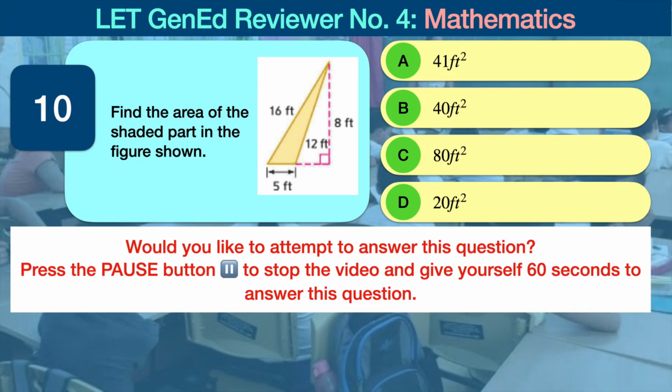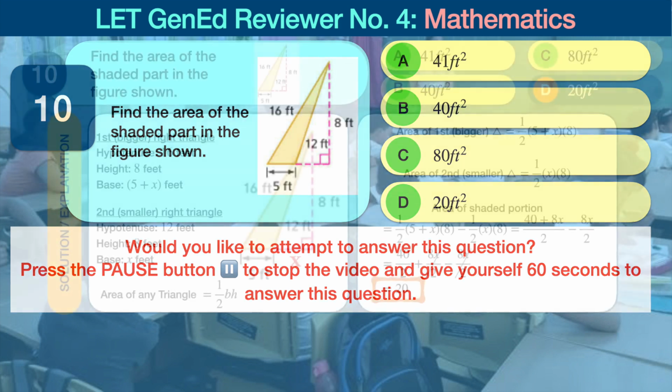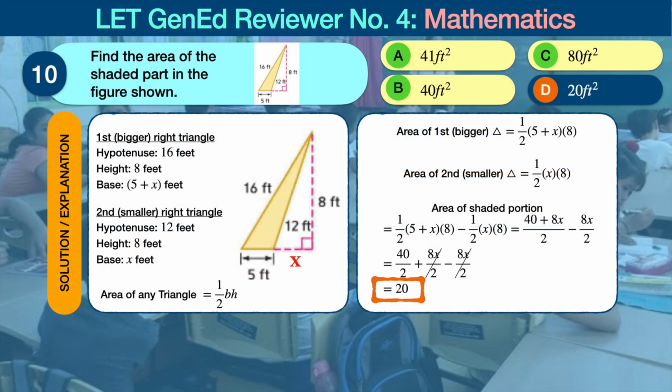Problem number 10. Geometry. Find the area of the shaded part in the figure shown. A. 41 square feet. B. 40 square feet. C. 80 square feet. D. 20 square feet. The correct answer is D.